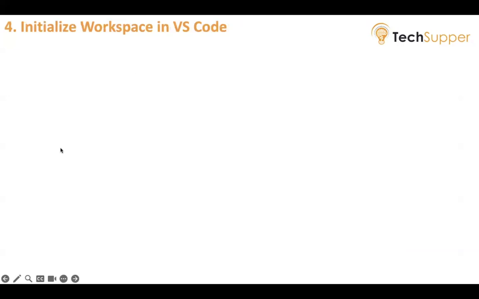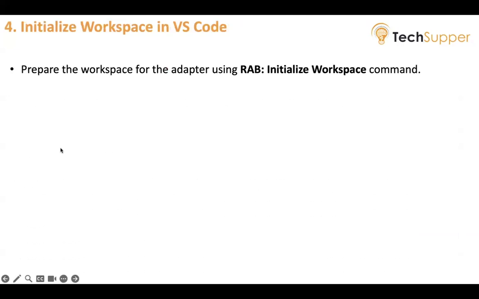The fourth step, you initialize your workspace in VS Code. What you can do is create one folder on your local machine and then open that folder in your VS Code.